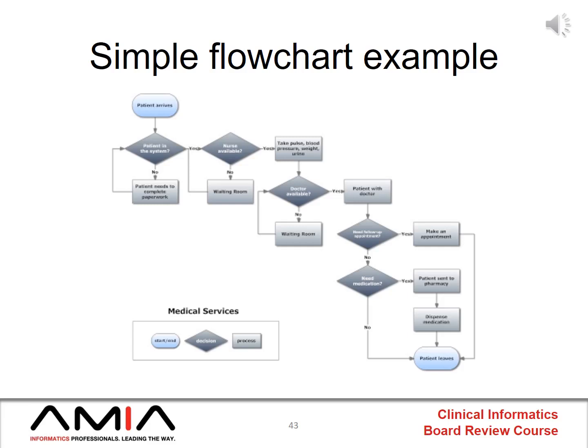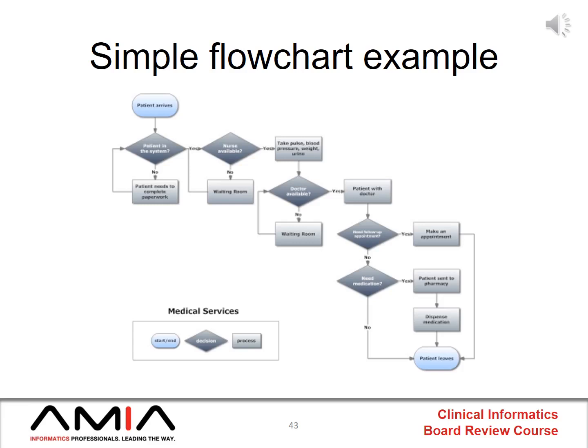If the patient is not in the system, then you move to the process just below that decision point, as referenced by the arrow that says no, and the patient has to be sent to complete additional paperwork. If the patient is in the system, then you follow the arrow that says yes, and that takes you to another decision point. The workflow continues until you get to the bottom where the patient leaves the event.